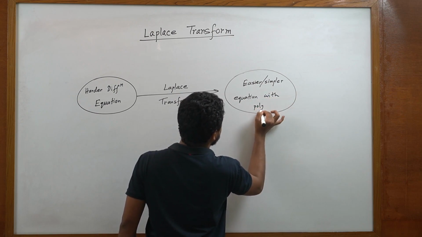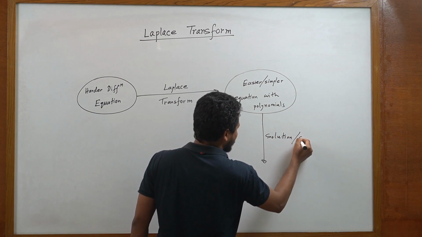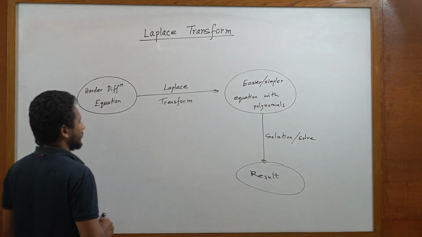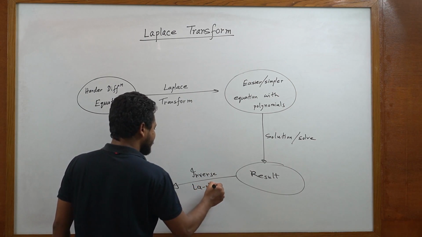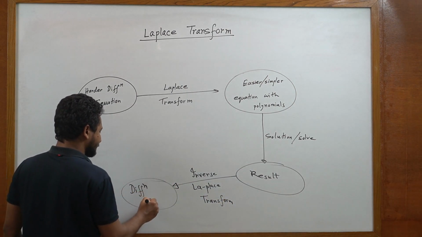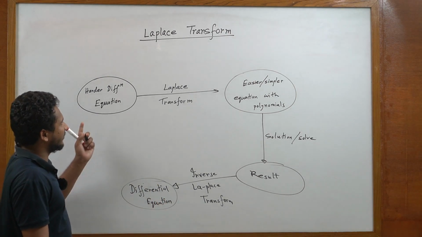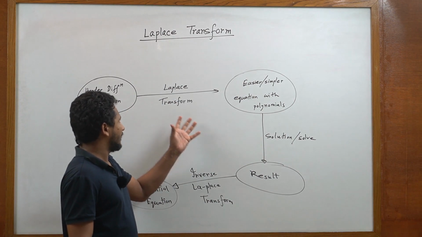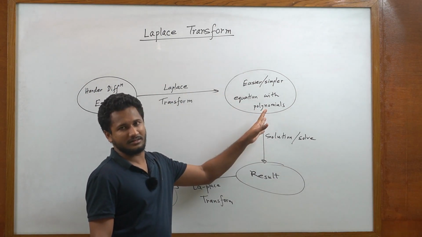with polynomials, and then we will solve it, and we get some kind of result, and then we will apply the inverse Laplace transform, and we will get the solution of the differential equation. So this is the workflow of Laplace transform. So Laplace transform converts differential equations to easier, simpler equations with polynomials.